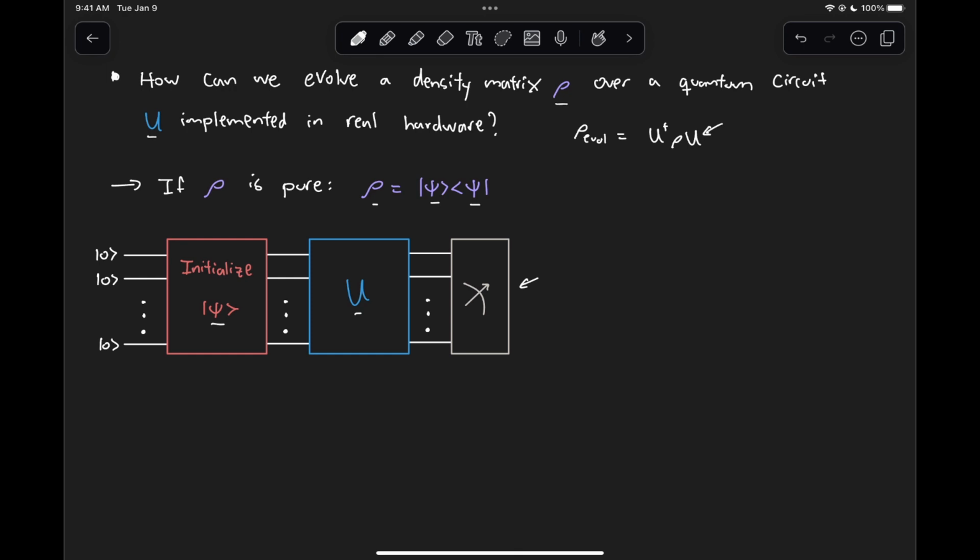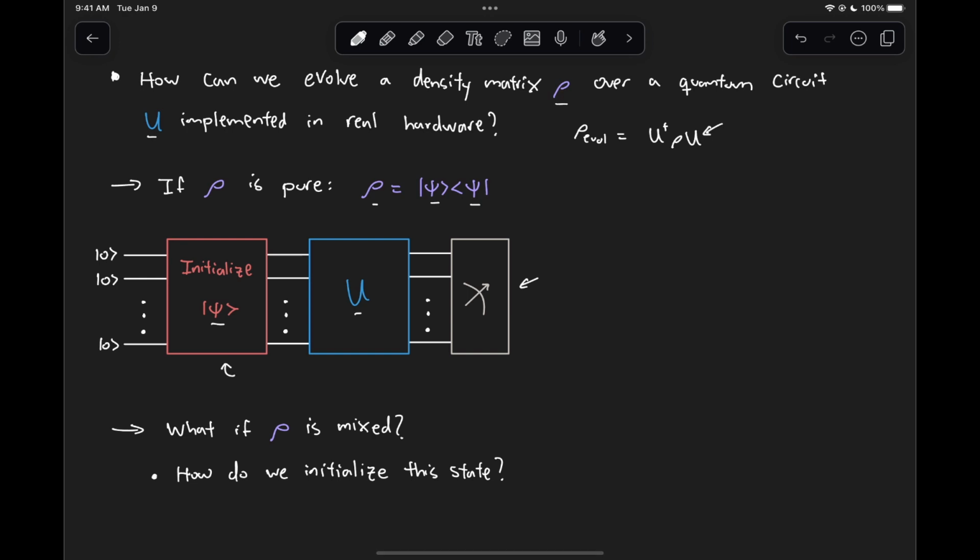But what if the state is mixed? What can we do in that particular case? How do we initialize this state? The problem here is that when we have quantum hardware, the way we manipulate qubits is with unitary operations. And a mixed state is a combination or an ensemble of pure states with some classical probabilities of occurrence.